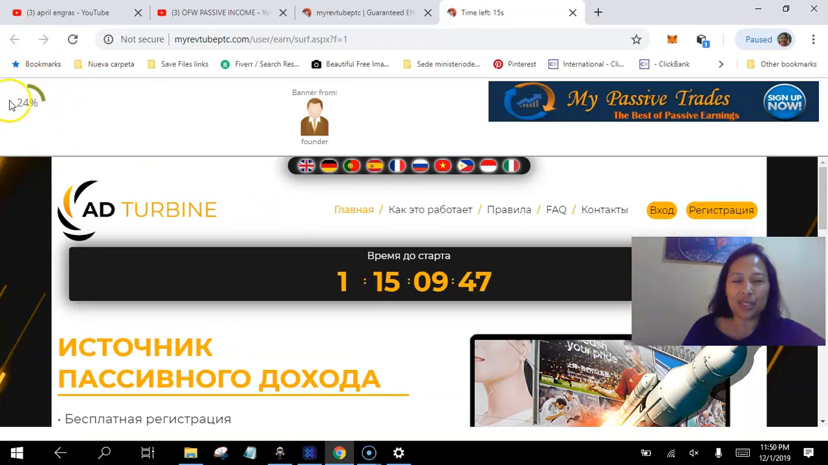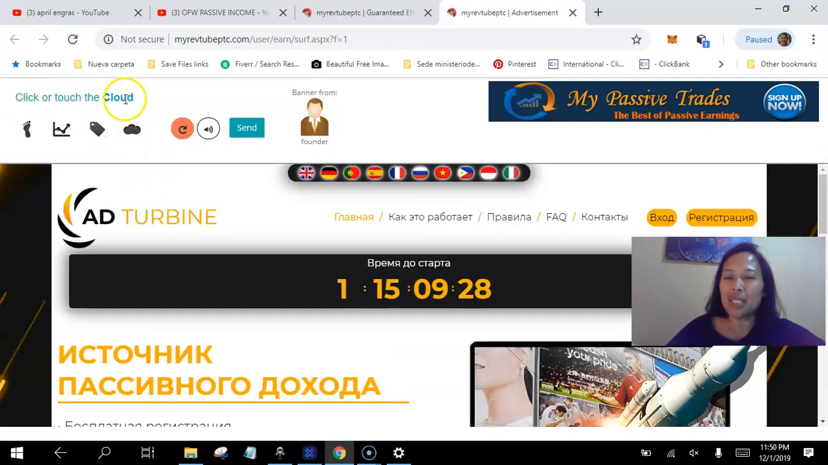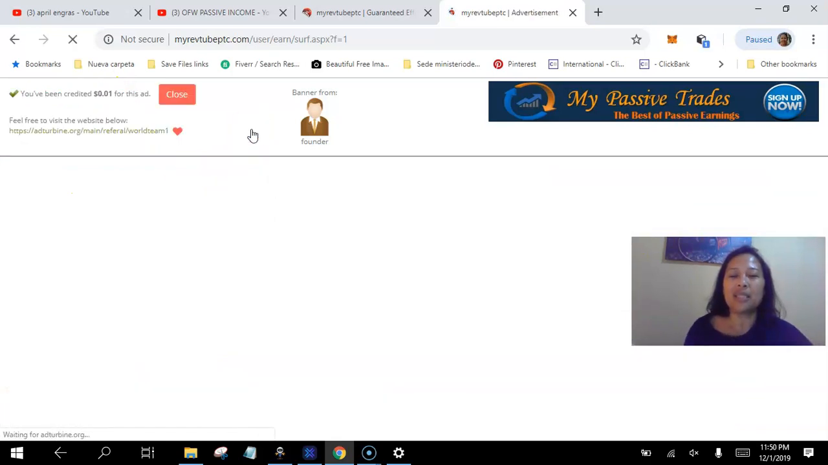Just wait until it disappears, the words will come out, and you have to look for the 4 types of pictures there. Click the correct picture. Okay, just hang on. You see, look at this cloud. So you have to click the cloud and click send.